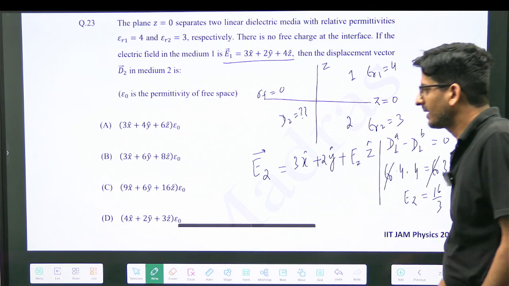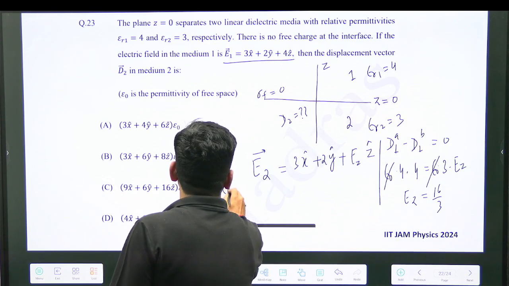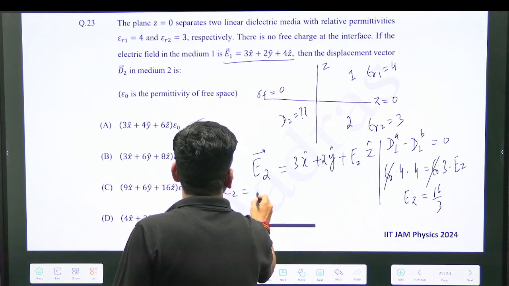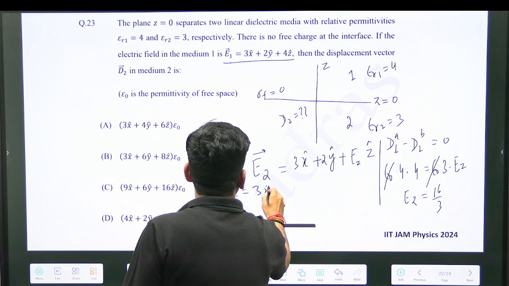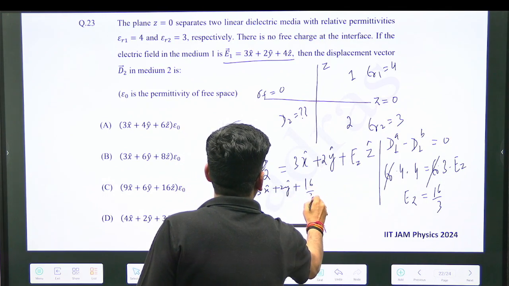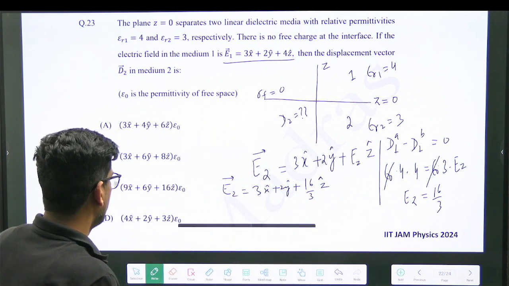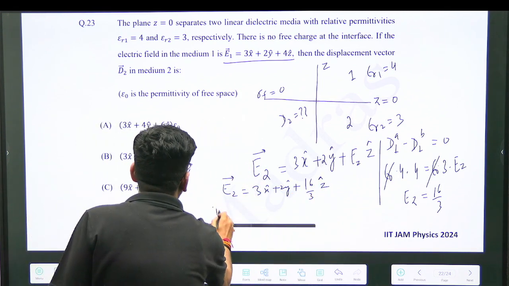So what will be the component of E2 now? E2 will become 3x cap plus 2y cap plus 16 by 3 z cap. This is E2. And what is D2?